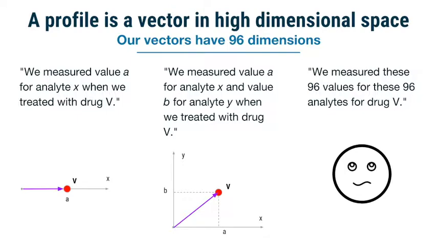So if we only measured one analyte, it would just be the vector pointing to this point here. So we measured a value of A for analyte X when we treated with the drug V. If we had two analytes, it would be a value of A for this analyte, a value of B for this other analyte, and now the vector is towards V in this two-dimensional space. In 96 dimensions, we can't visualize it, but again, it's just a point out in some big space. And all that's to say that now that we are thinking about profiles as vectors, the question is, how can we compare whole vectors to each other?